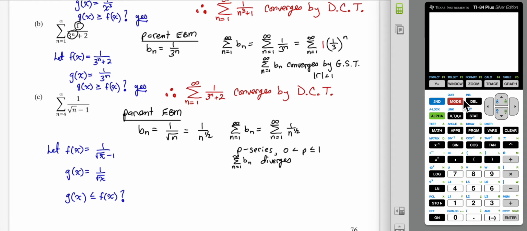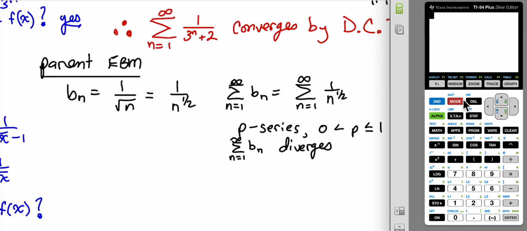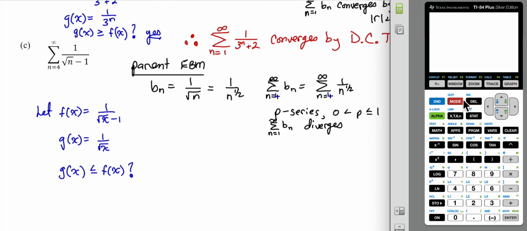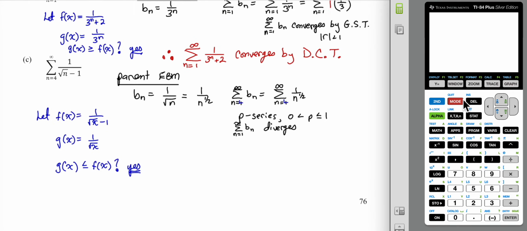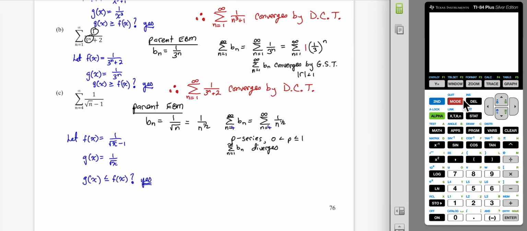But while I'm here, let me make the corrections here. This should be a set of 4s. The relationship is still true. All right. And so, yes, this size relationship is the case. And so we would say the sum from n equals 4 to infinity of 1 over the square root of n minus 1 diverges by the direct comparison test.